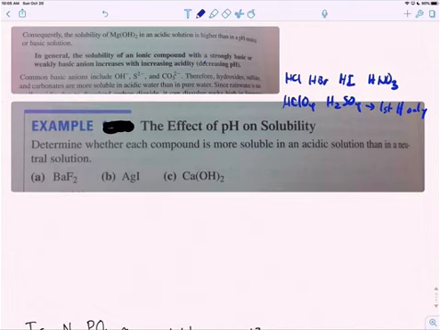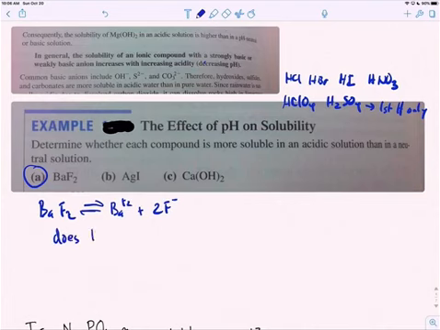So let's start here. We're going to determine if it's more soluble in acidic versus neutral solution. So we have barium fluoride, and this is going to break apart into barium plus 2 and fluoride anions. And the question is, does barium plus 2 or F minus react with a hydrogen ion? And the answer for this one is yes.